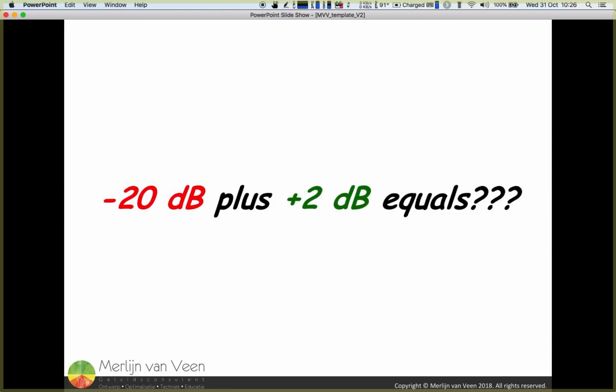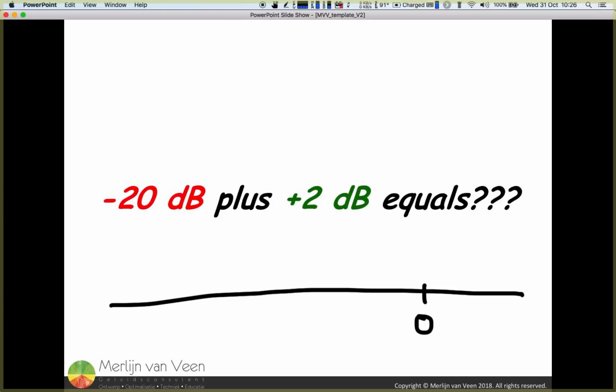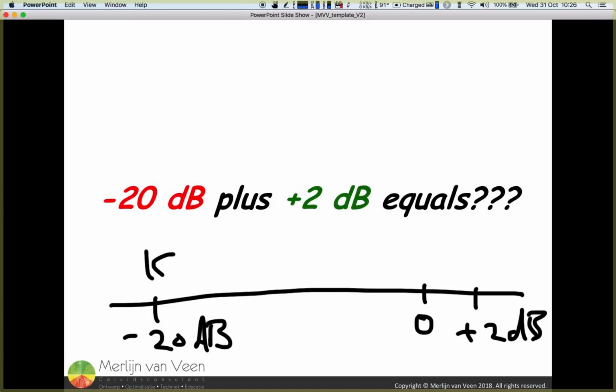If I draw a line and we call this 0 dB and we call this minus 20 dB, and over here to the right we have plus 2 dB, and we look at those values, then these values on this line from left to right are separated by 22 decibels. And that means that you could also say, hang on, these values are isolated from each other.